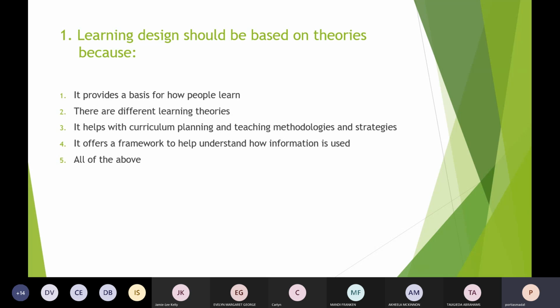The first question is: learning design should be based on theories. Why should it be based on theories? Is it because, one, it provides a basis for how people learn, or two, there are different learning theories, three, it helps with curriculum planning and teaching methodologies and strategies, or it offers a framework to help understand how information is used, or is it all of the above? Anyone? What do you think? What is the appropriate answer to that question? Remember, we're talking about learning design here.